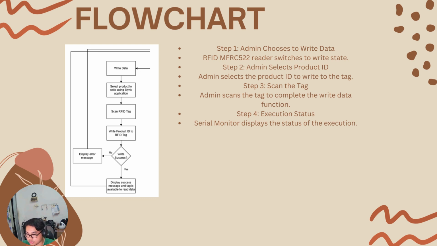This part shows how the microcontroller writes the data to the tag. After the admin has chosen to write data, the RFID MHR3522 reader will change its state to write state. The admin has to choose which product ID has to be written to the tag, then only scan the tag to complete the write data function. After writing the data, the serial monitor will show the status of execution.